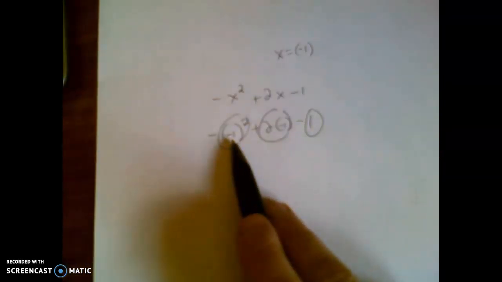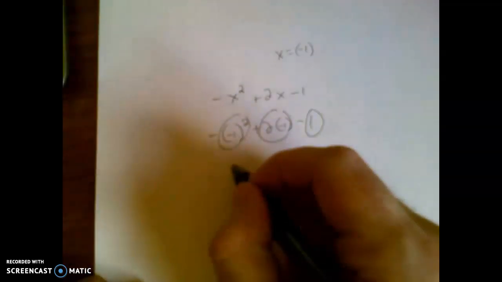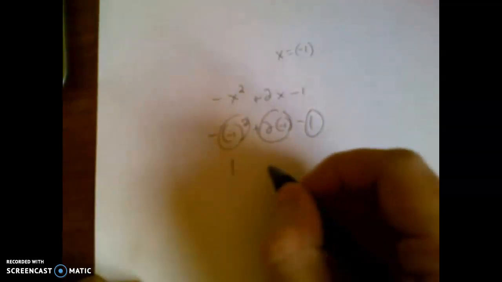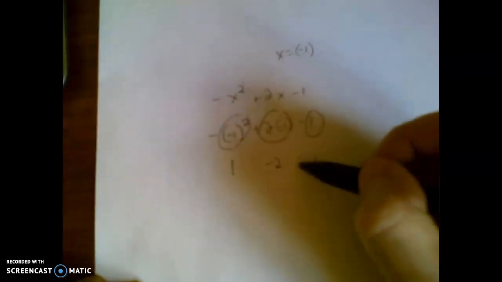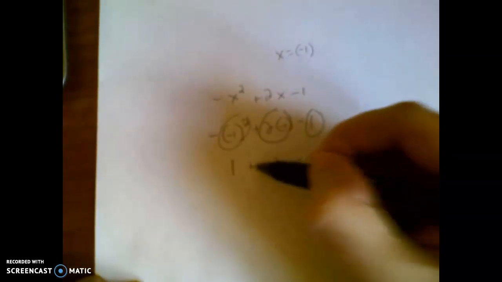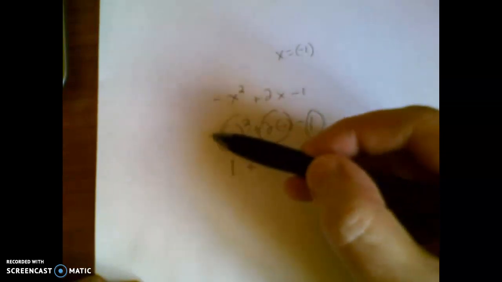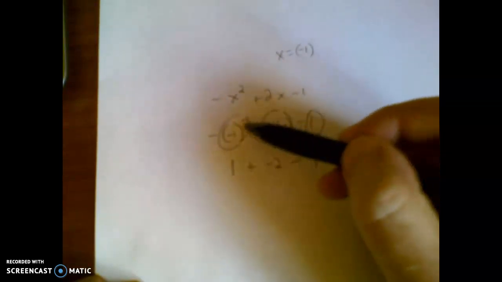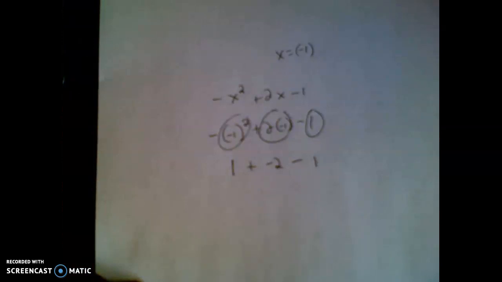And then I solve each term. So -1 squared is -1 times -1, or 1. 2 times -1 is -2, and that's 1. And then we throw our signs in. So we subtract here, we have a plus sign here, and the key is this is the opposite of whatever the term equals. And the opposite of 1 is -1.